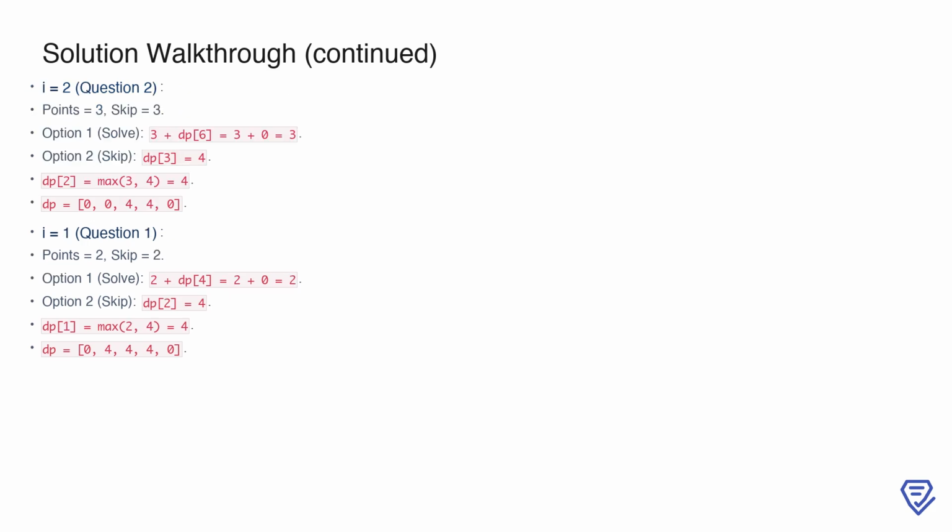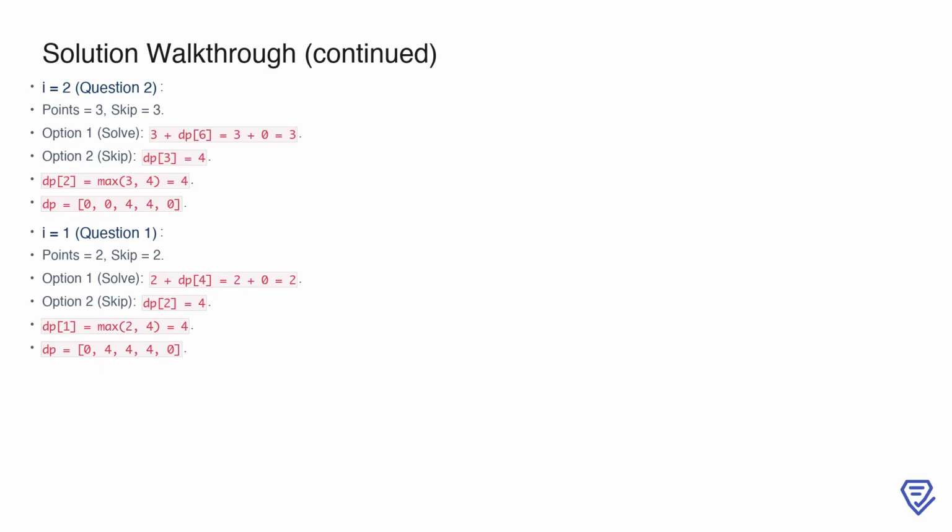Next, we process question 2, which offers 3 points and requires skipping 3 subsequent questions. Solving it gives 3 plus DP[6], or 3, while skipping it gives DP[3], which is 4. Skipping is the better option, so DP[2] is set to 4. The DP array updates to 0, 0, 4, 4, 0.